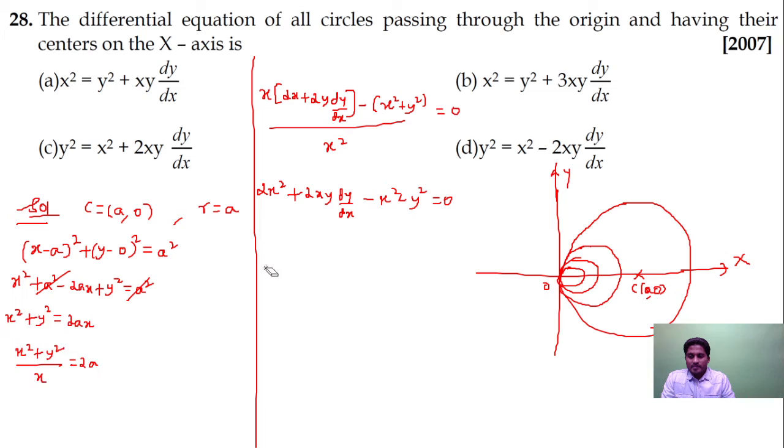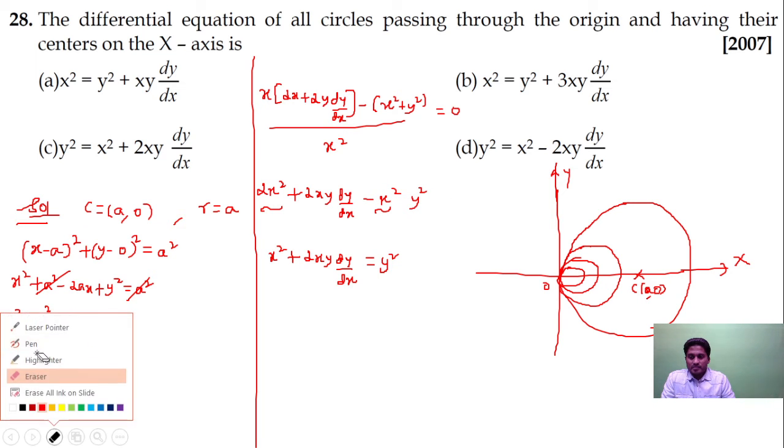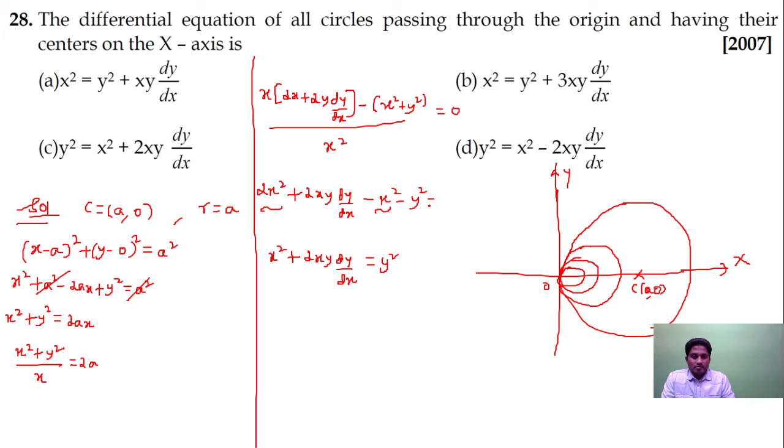Okay, that minus y square you shift on the right side, so this will be 2x square minus x square, which is x square, plus 2xy dy by dx is equal to minus y square. So if you shift on the right side, this is actually minus, right? This is minus y square, is equal to 0. This minus y square you shift on the right side, it is plus y square. Answer is option C.